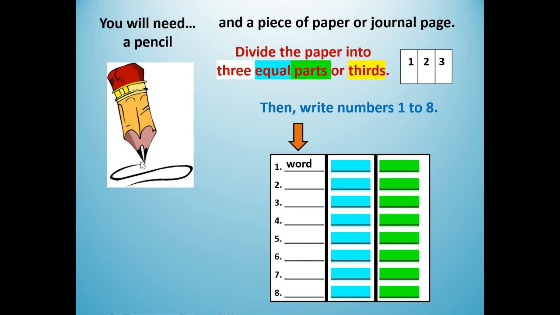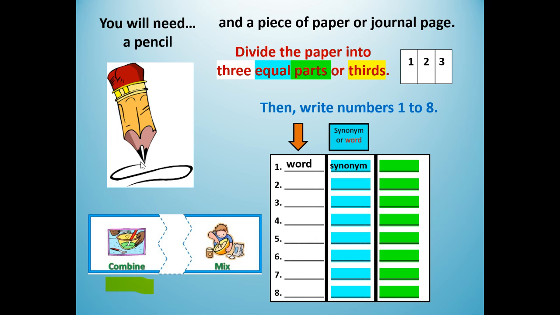So you're going to write each of the 8 vocabulary words. And then in the next column, you're going to write a synonym or short definition. A synonym means a word that means the same. For example, combine is the same as mix. Mix and combine basically mean the same thing. They are synonyms.